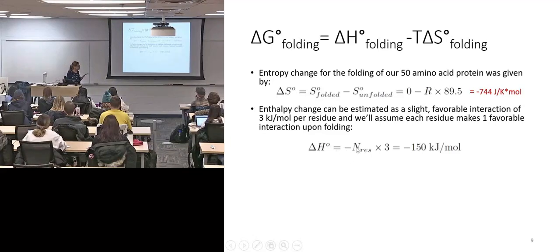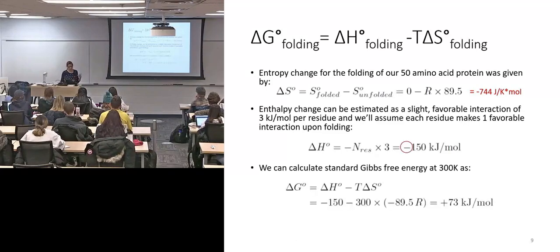It is negative, okay? So if we have 50 amino acids here, we have our negative 3, we have negative 150 kilojoules per mole. And when we plug that all in, we spit out a positive value for delta G, which didn't make any sense for us because this would be non-spontaneous. Okay?